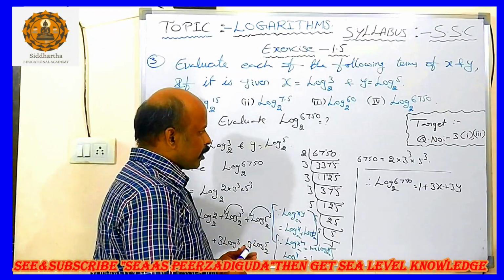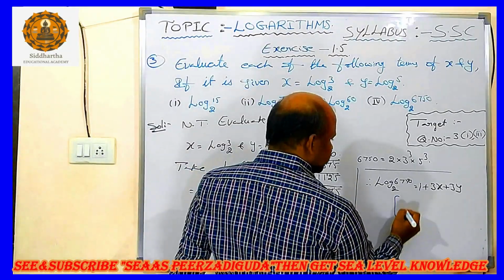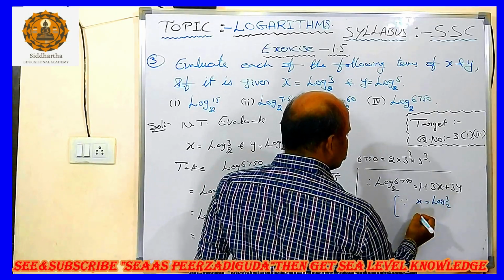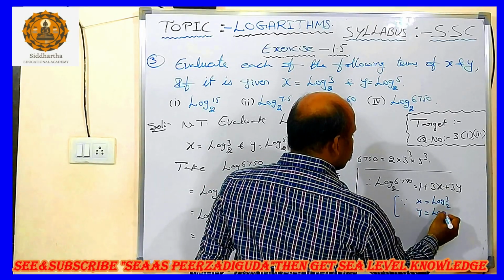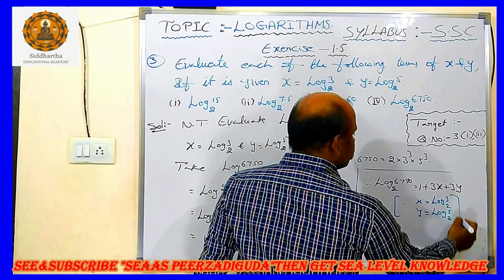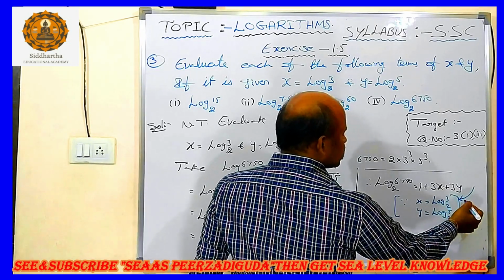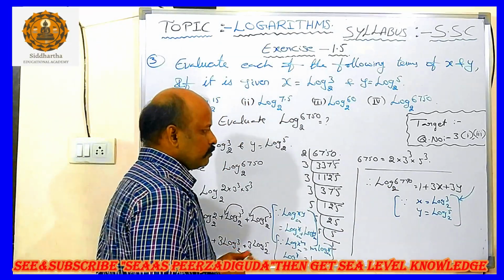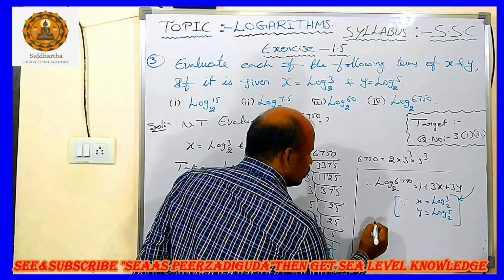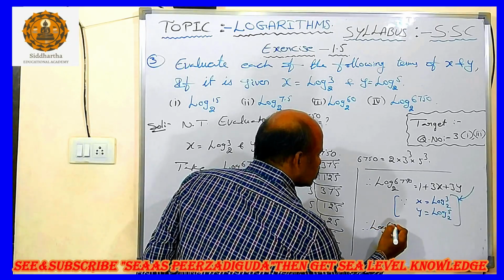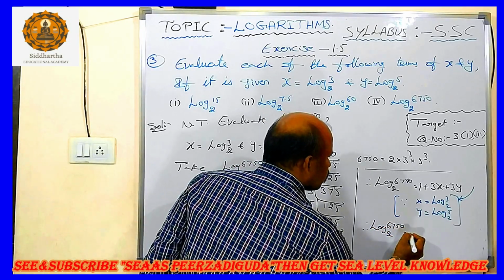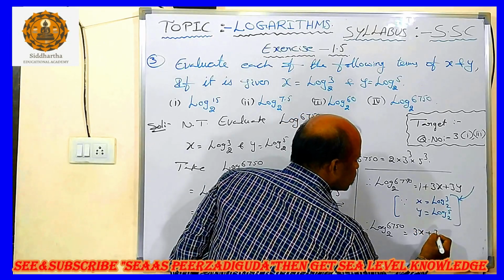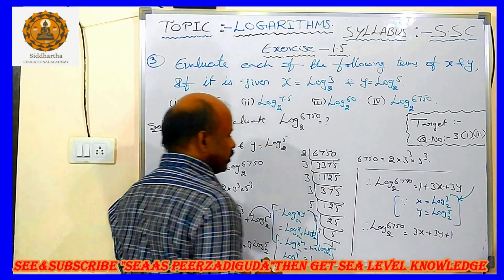Since x is equal to log 3 base 2, y is equal to log 5 base 2. Here there is no space over here, that's why I wrote here. So final step is what here? Therefore log 6750 base 2 is equal to, in order, 3x plus 3y plus 1.